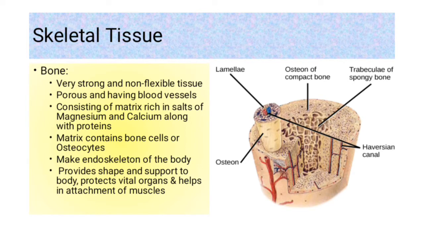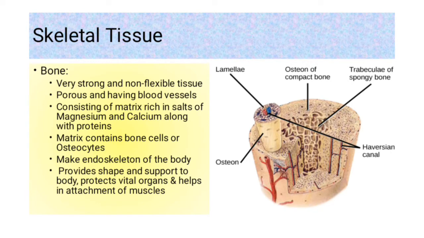Now bone is a very strong and non-flexible tissue which is porous and has blood vessels. It makes the endoskeleton of the body, which gives shape and support to the body, also provides protection to the vital organs and helps in the attachment of muscles.